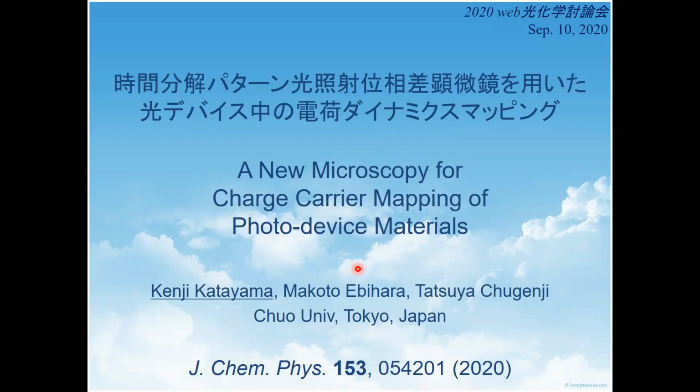I will today share with you about the recent development of a new microscopy for charge carrier mapping of photo device materials, which is used for photocatalyst, solar cells, and so on. My name is Kenji Katayama from Chuo University, and this has been recently published in Journal of Chemical Physics, and please refer to this for further information.